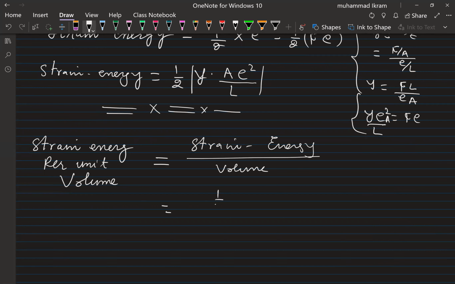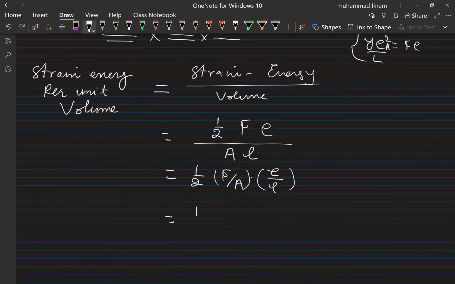So it will be equal to 1 over 2 F into elongation. And you know the volume of the object will be the area into the length of the object, A L. So this will come out to be like 1 over 2 F over A into e by L. So as you see, this is nothing but 1 over 2, and this is the stress, and this is the strain, the longitudinal strain. So that is the strain energy. So the strain energy per unit volume is always the product of half times the stress and strain produced in the object. So this is our today lecture.